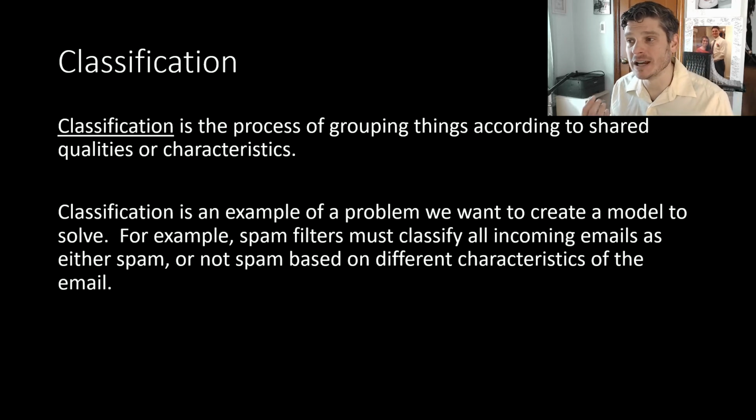So what is classification? Classification is just our process of trying to group things according to their shared qualities or characteristics. Classification is an example of a problem that arises very frequently with data science and machine learning, where we want to create a model to solve some sort of problem for us. For example, our spam filters on our email. All of our email comes in, and then we have an algorithm decide, okay, which ones are junk and go to the spam folder, which ones are valid and go to the inbox, and it has to make this decision based upon properties of each individual email. And so there's an algorithm that runs behind the scenes that's deciding, okay, based on these different sets of criteria, is this spam or not? And it's classifying our email for us.